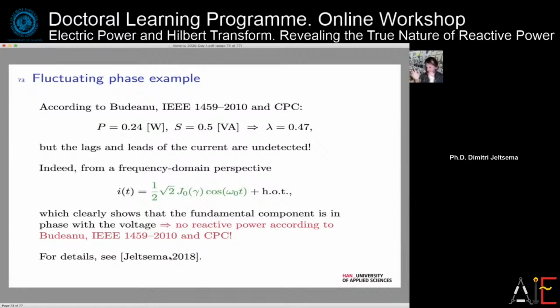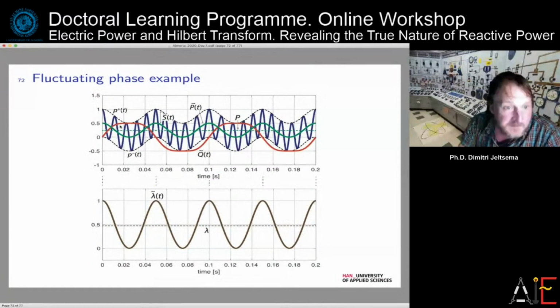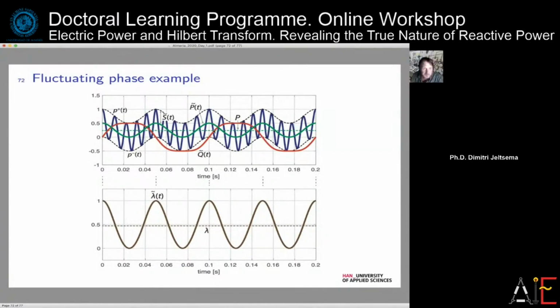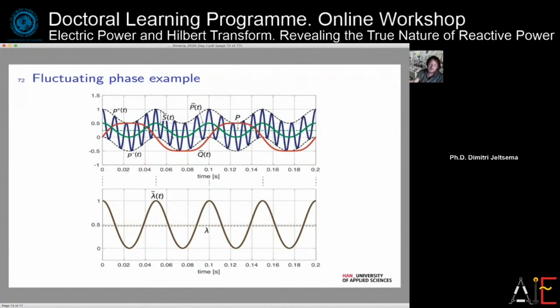And so at least with this method, we can detect something that goes on within the period, because that's what's happening. This reactive, excuse me again, this imaginary power within the cycle is changing. But if you average it over one cycle, that's over here. This is one cycle. Then it's 0. So you throw away too much information, in my opinion.